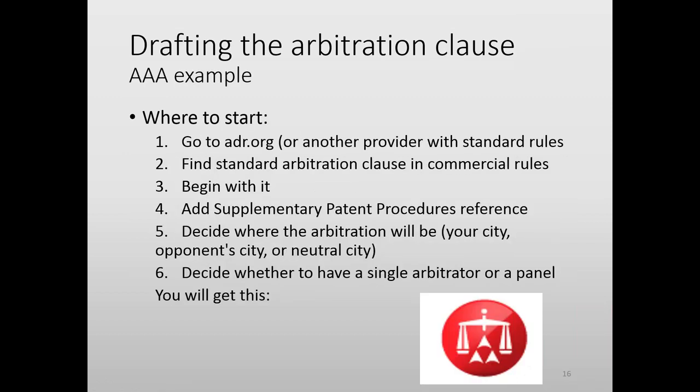I'm going to suggest, and I'll let Jarkko chime in on this, how he feels about it, but I'm kind of a minimalist when it comes to arbitration clauses. I would start with going to the standard clause that the arbitration provider has. ADR has a standard clause, they all do, CPR, JAMS. Find that, start with it. Add a reference to patent procedures if you're in a patent case, decide where the arbitration is going to be and decide whether they have a single arbitrator or panel.